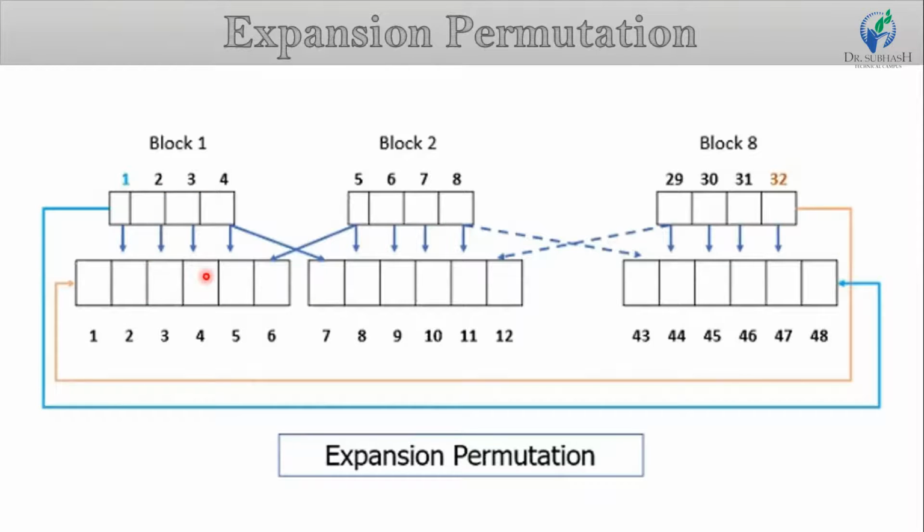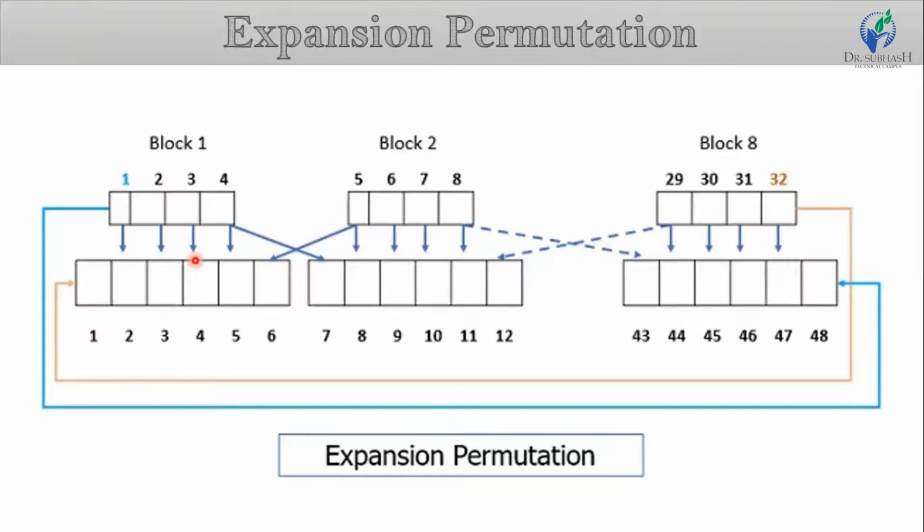Again, the extreme 2 bits of the block, meaning the first and fourth, are repeated, and the middle 2 bits, meaning the 2nd and 3rd, are passed on as they are. So these are the steps of expansion permutation.